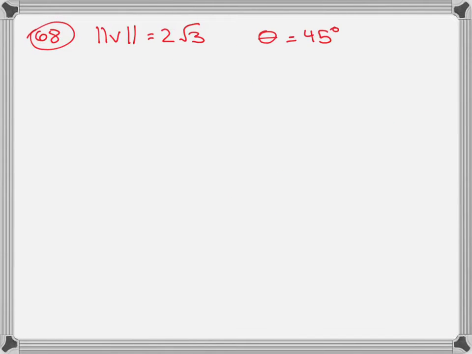Okay, here's one more problem. It says find the component form of v given its magnitude and the angle it makes with the positive x-axis. So let's find the component form of v. We have 2 square root of 3 times the cosine of 45 i plus 2 square root of 3 times the sine of 45 j.